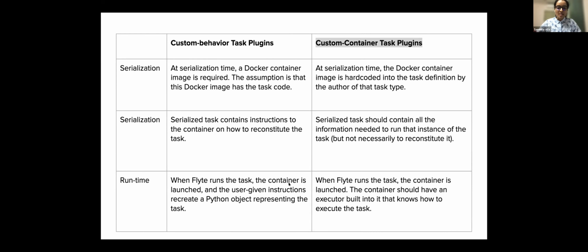When Flyte runs the task, the container is launched and the user given instructions recreate a Python object representing the task. Whereas in a custom container task plugin, it all depends on the executor. The executor has to run that particular task. The primary difference between custom behavior task plugin and custom container task plugin is that custom behavior task plugin is task dependent, whereas custom container task plugin is executor dependent. Executor is like a layer that's put on top of task.